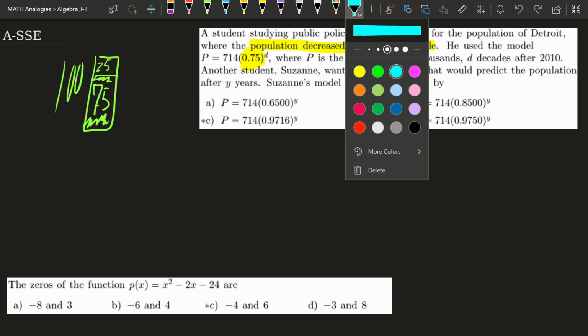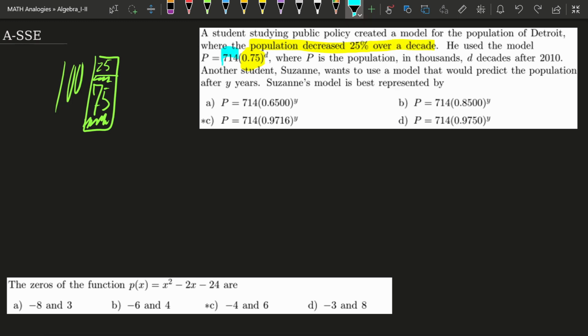Come to think of it, why would there be a 714 in the front here? Well, that's the initial population after 0 decades of waiting. So we can use that in Suzanne's model. Suzanne wants to use a model that would predict the population after Y years, not D decades. So that's a big difference. A decade is 10 years.